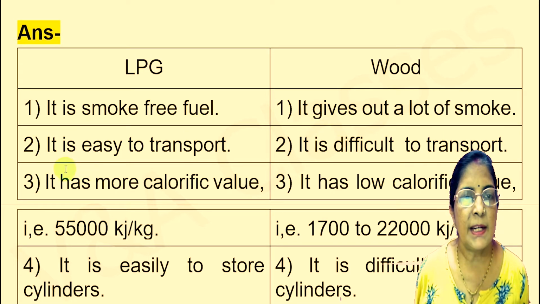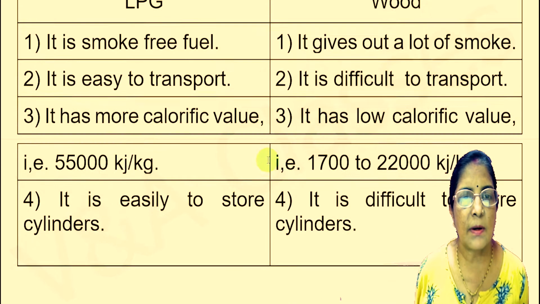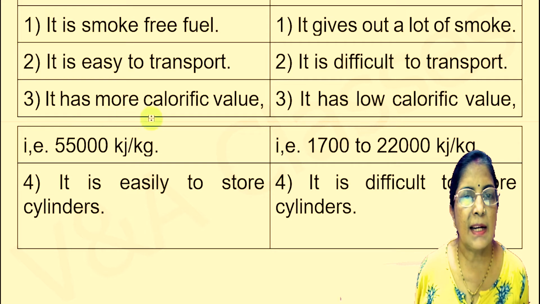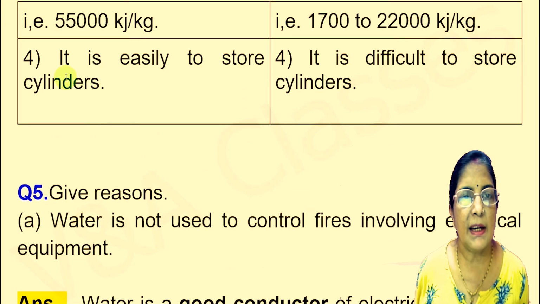Second point for LPG, it is easy to transport. For wood, it is difficult to transport. Now the third point for LPG, it has a high calorific value, that is 55,000 kJ per kg. For wood, it has a low calorific value, that is 17,000 to 22,000 kJ per kg. Now the fourth point for LPG, it is easy to store in cylinders. For wood, it is difficult to store.